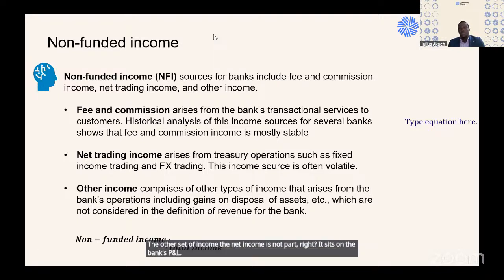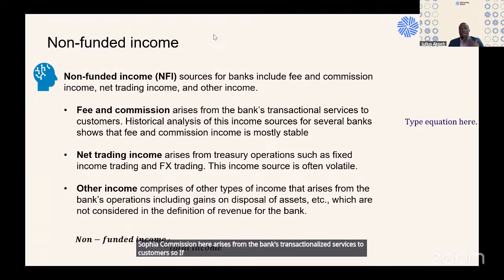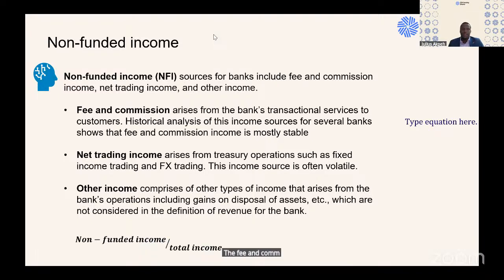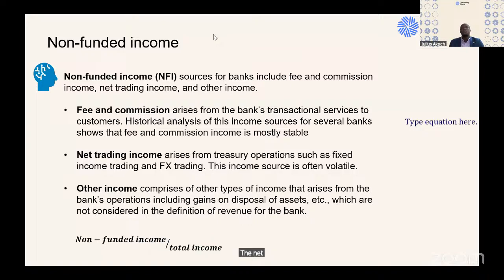Fee and commission arises from the bank's transactional services to customers. I conducted a lot of historical analysis of these income sources, and one thing I realized is that they are mostly stable. The fee and commission tend to be stable, especially for the top banks. Stable doesn't mean constant. What I mean is that it grows at a steady rate. The net trading income tends to be extremely volatile.